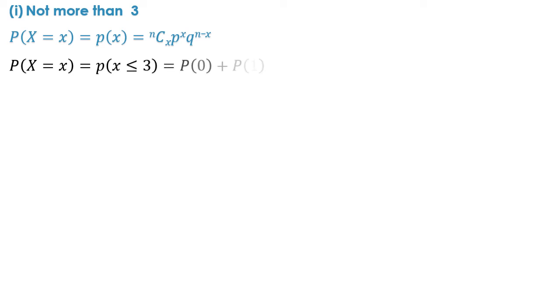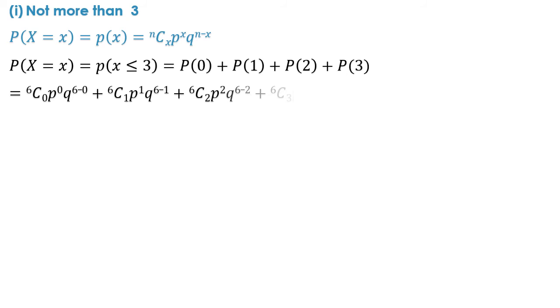Not more than 3, that means maximum 3 or less. Write down the formula here. Now x is less than or equal to 3, that is 0, 1, 2 or 3. Now never wonder why 0 is there, because 0 is always there unless and until it cannot be there. Put the value here. Because we are taking 0 here, it will be 6C0 p raised to 0 q raised to 6 minus 0. For 1 it is 6C1 p raised to 1 q raised to 6 minus 1. Similarly for 2 and 3 values.